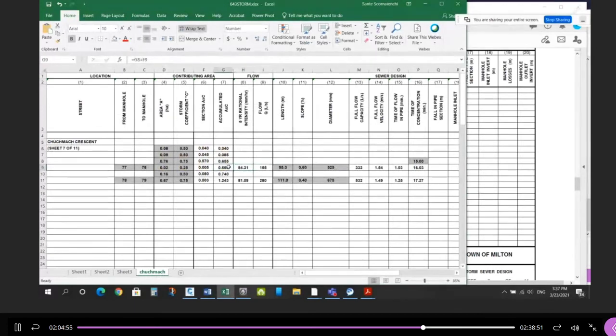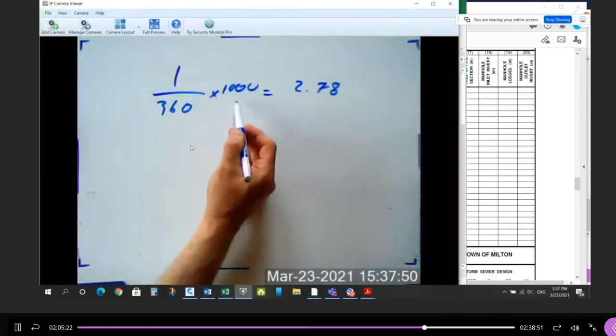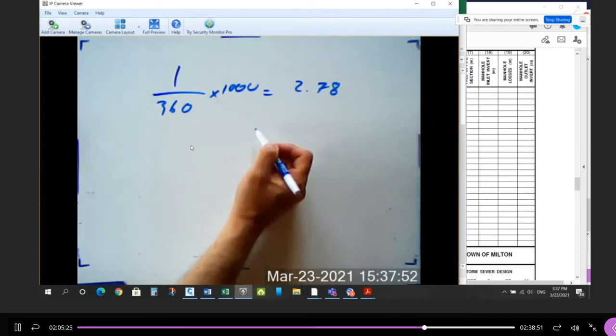Then the flow is just this times 2.78, and there it is. Instead of 2.78, I'm using divide by 360, which is the same formula. I don't know if you're familiar with that, right? 1 over 360 times 1,000 is equal to 2.78. It's just a different version of the formula. Oops, sorry, let me show you that, right? 1 over 360 times 1,000 is 2.78.